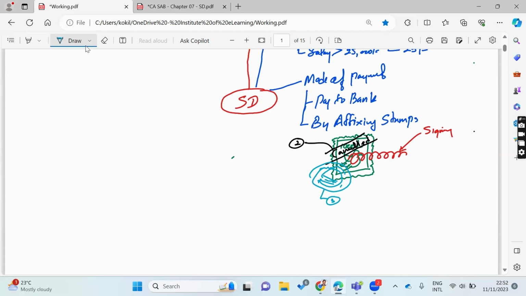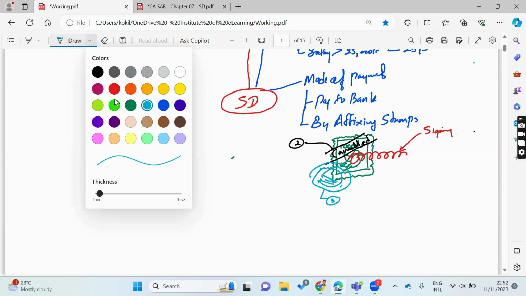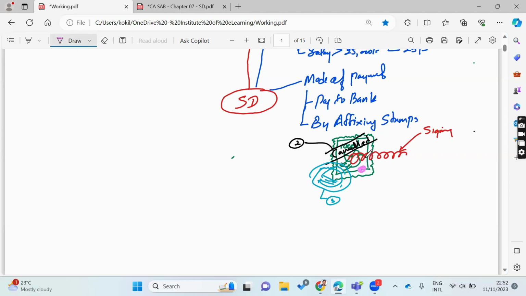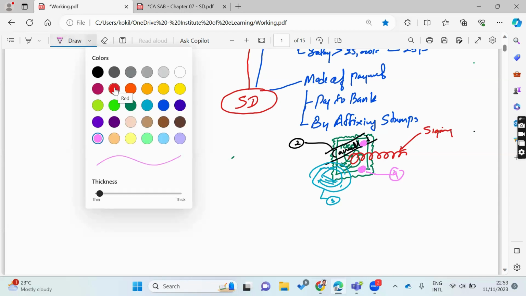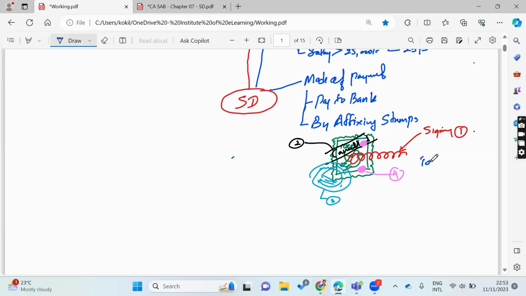Then there is another way. Some people used to punch. They will punch this, right? I would say that is the fourth method of cancellation. They cancel in these ways in order to avoid reuse. What is the main purpose of this? To avoid reuse. Now I would write here why this cancellation: to avoid reuse.